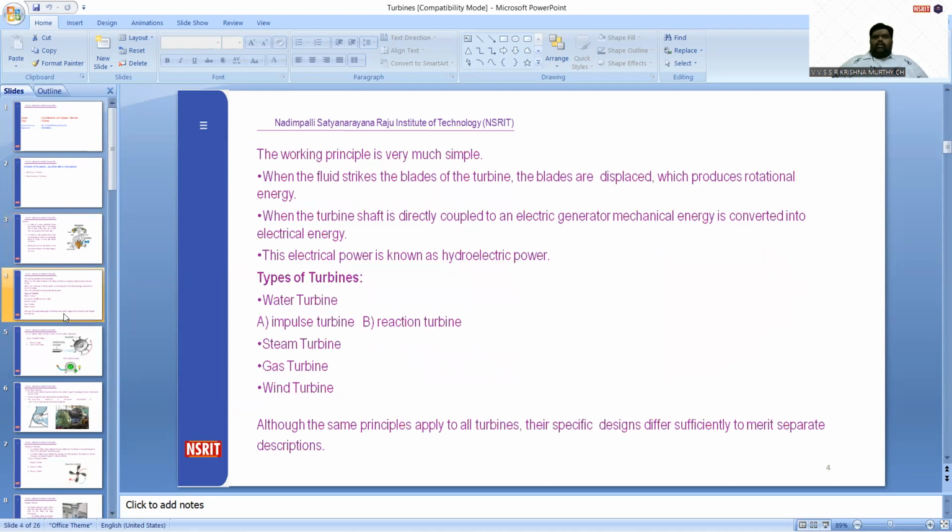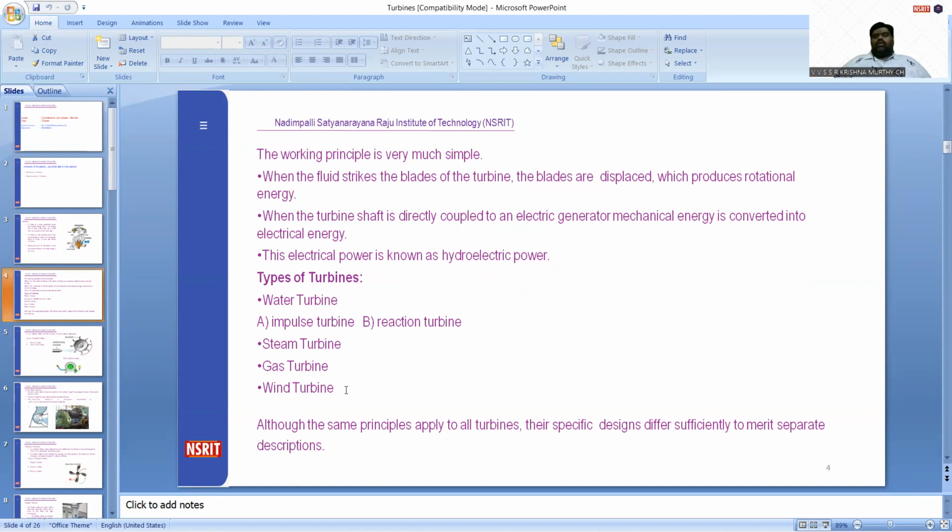The main definition of the turbine is that it is used to convert hydraulic energy to electrical energy, where the turbine shaft is directly coupled to an electrical generator, so that mechanical energy is converted into electrical energy. The electrical power generated through these turbines is known as hydroelectric power if water is the source. The types of turbines are water turbines, subclassified as impulse and reaction turbines, steam turbines, gas turbines, and wind turbines.